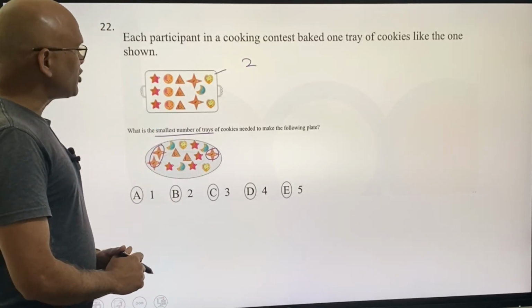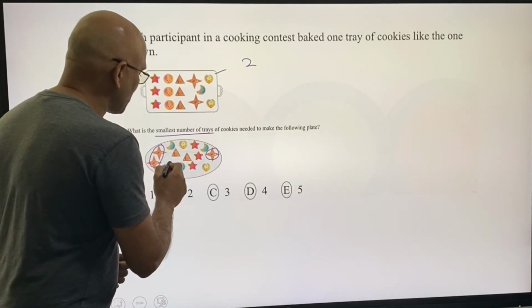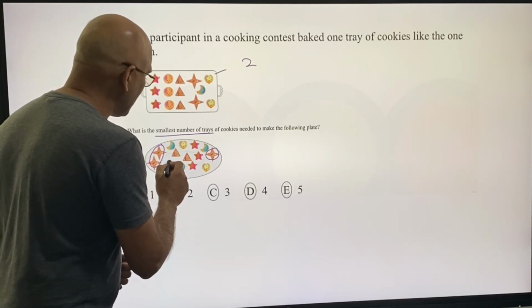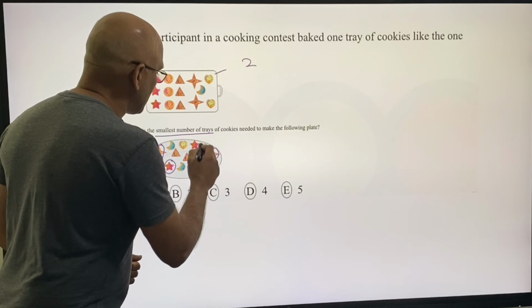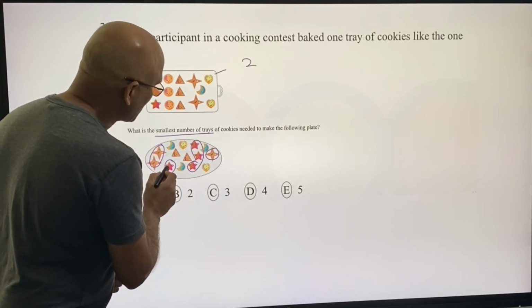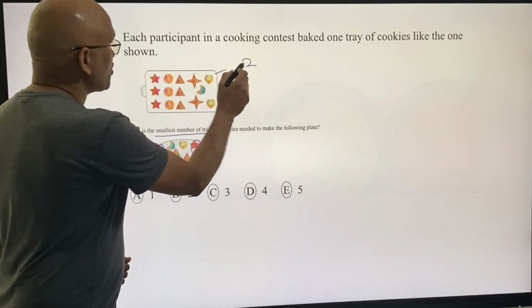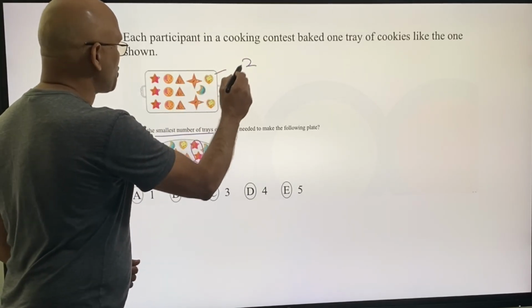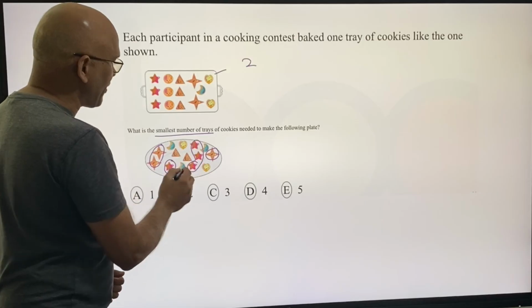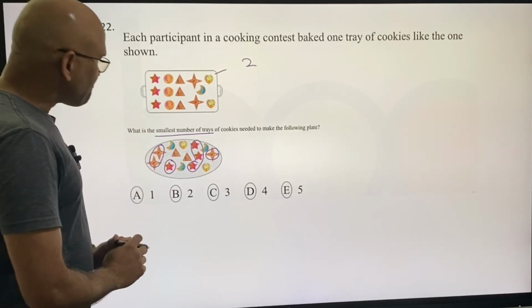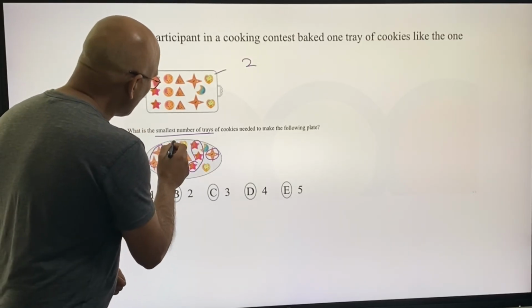Okay, let me take another shape. This is the star shape. I need four of these: one, two, three, and four, and each tray has three. So if I have two trays, then I'll have six of these, and I can pick four. So that's good. Now let me check the moon.